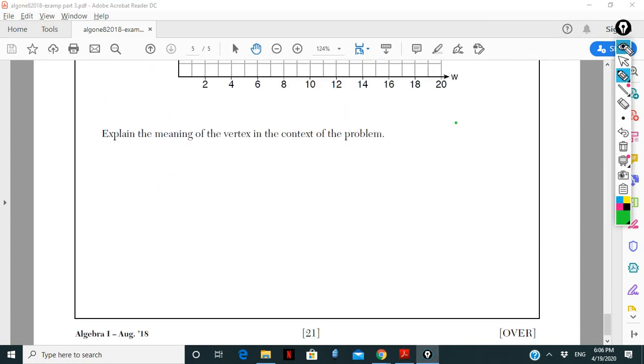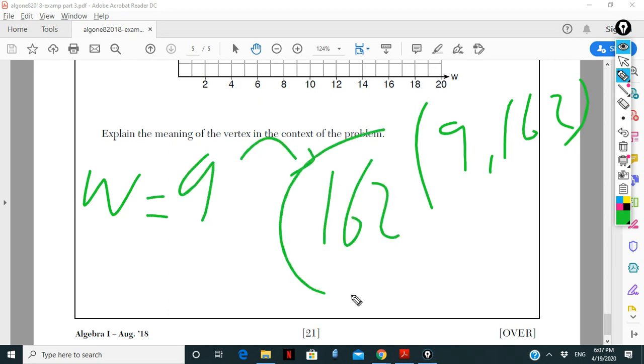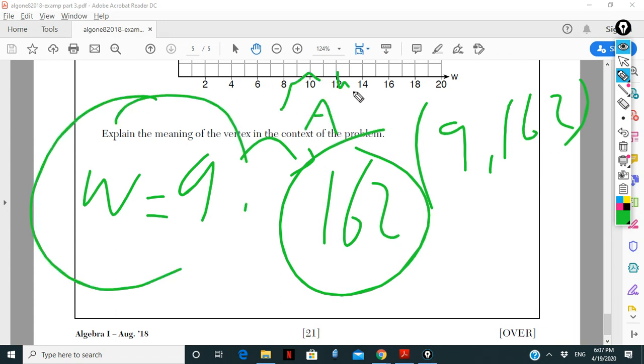What does the vertex mean? 9 and 162. So the vertex means when the width was 9, it gets the maximum area, which is 162. So when the width is 9, the maximum area was 162.